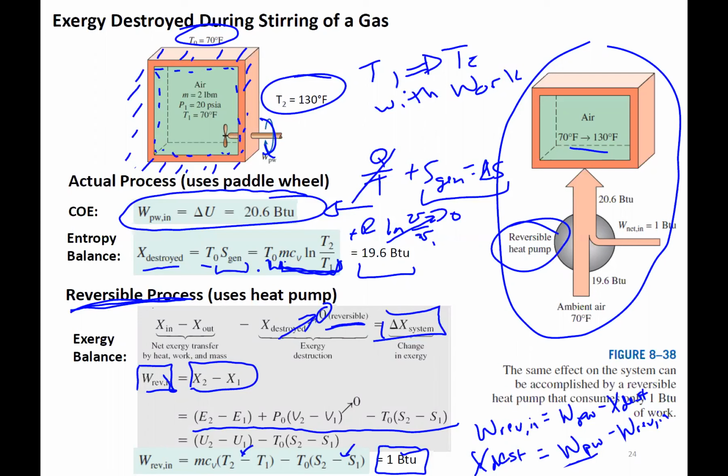If we use a reversible heat pump, we would only have to put in 1 BTU of work to put in that 20.6 BTUs of energy to raise the temperature of the air from 70 to 130, okay? So that's our best. That's where you get a hot water system that runs on a heat pump. Well, that's better than an electric resistance heater for efficiency purposes.